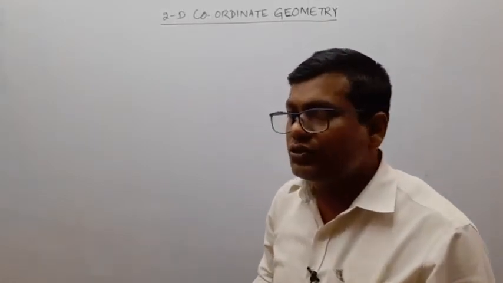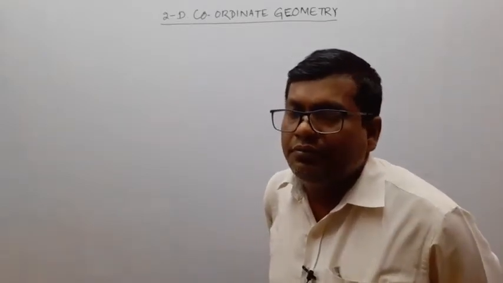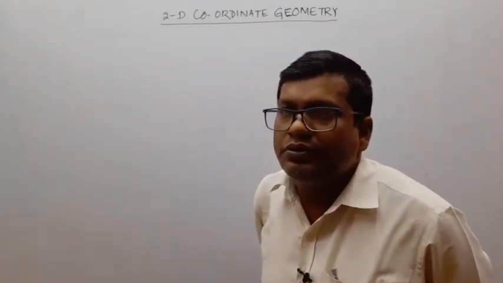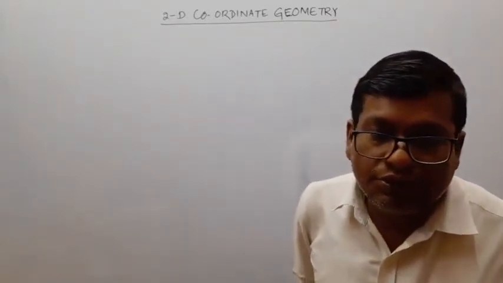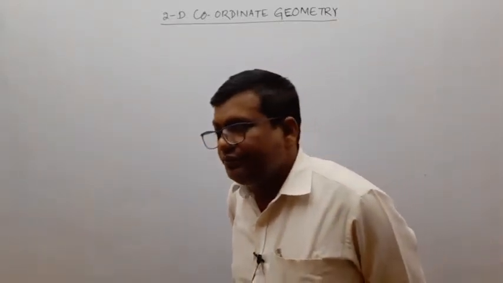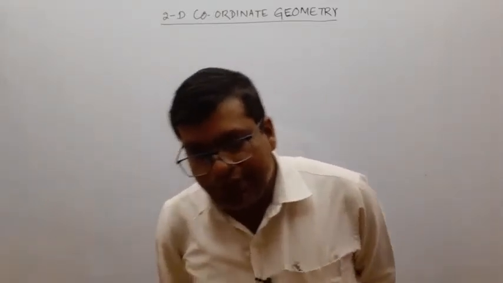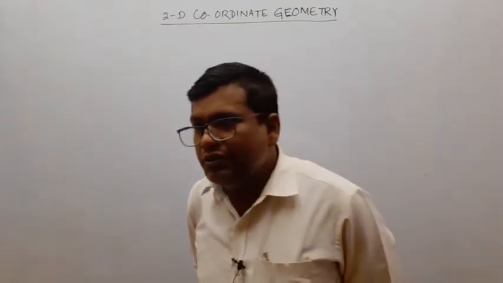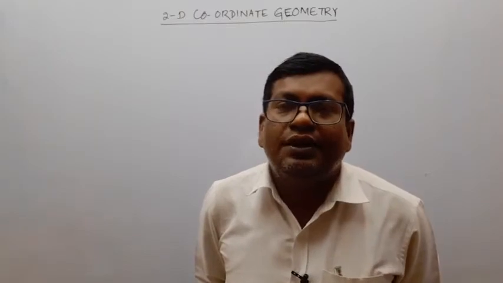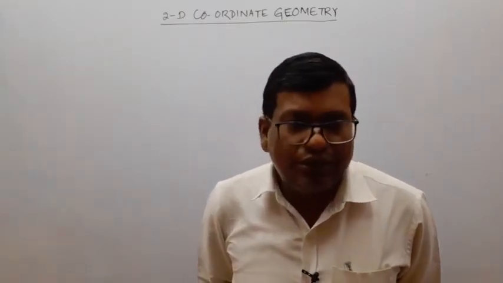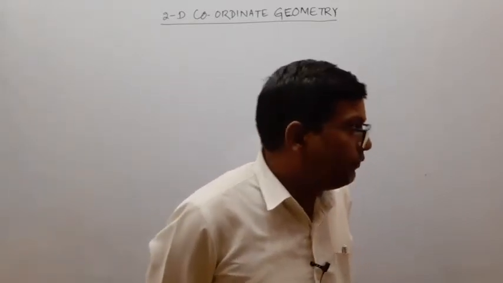In last class we discussed the equation of line in slope point form, slope intercept form and some questions. Today we are going to discuss equation of line passing through 2 points, equation of line in intercept form, equation of line in parametric form, then equation of line in general form. These are the concepts we are going to discuss.